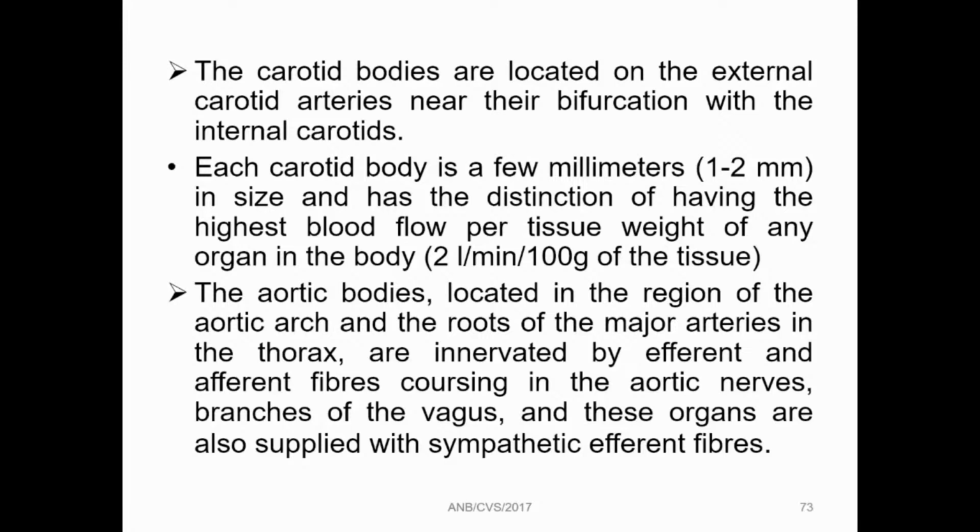The aortic body is located in the region of the aortic arch, and the roots of the major arteries in the thorax are innervated by efferent and afferent fibers coursing in the aortic nerve branch of the vagus, and these organs are also supplied with sympathetic efferent fibers. What does it mean? The aortic bodies are located in the region of the aortic arch and the roots of the major arteries in the thorax.